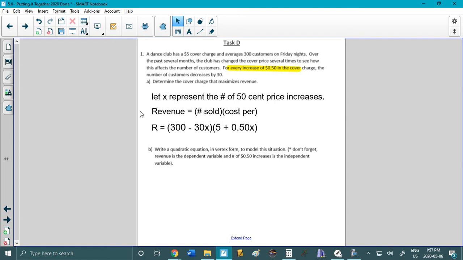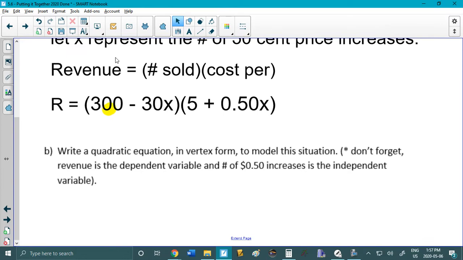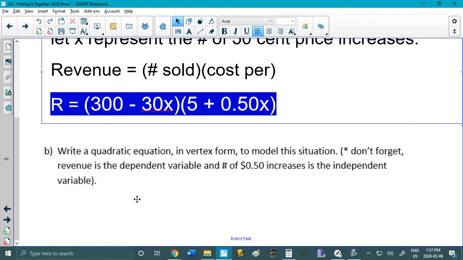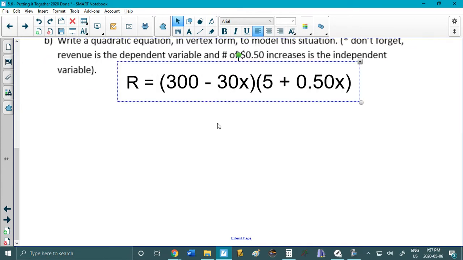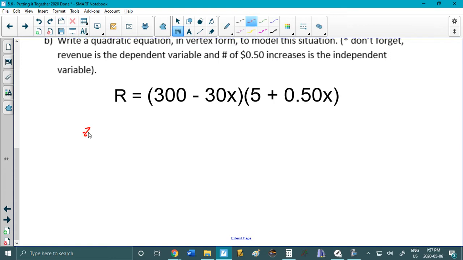Now we're asked to write it in vertex form. Okay, so let me steal this. Right down here. So if we want it in vertex form, the first thing we need are the zeros. So from here, 300 minus 30x, we set it equal to 0, and now we solve. So I subtract 300 from both sides. I get negative 30x is negative 300. I divide by 30, and I get x equals 10.